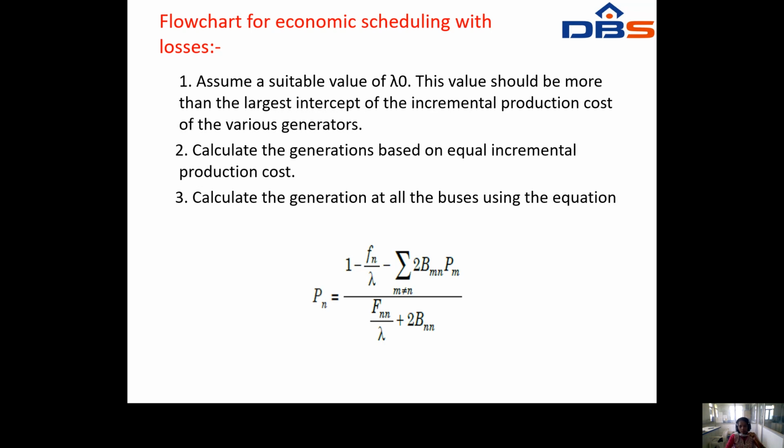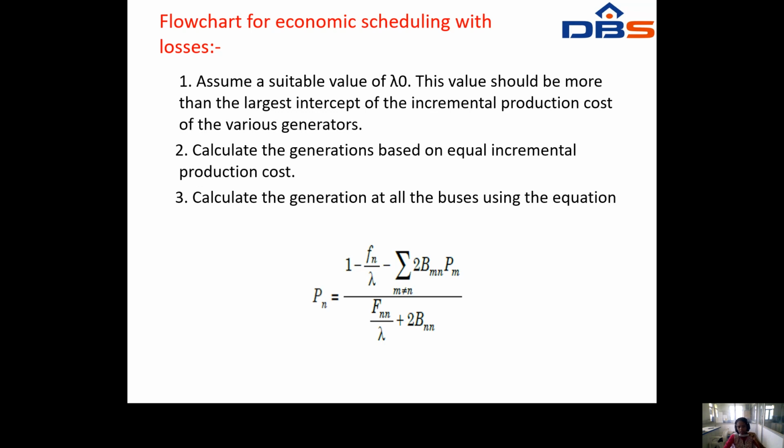Next, the flow chart for economic scheduling with losses. Here we are drawing the flow chart for economic scheduling with losses. Assuming a suitable value of lambda 0, this value should be more than the largest of the incremental production costs of the various generators. Calculate the generation based on the equal incremental production cost.